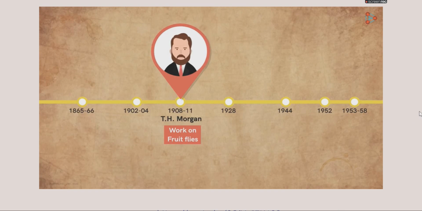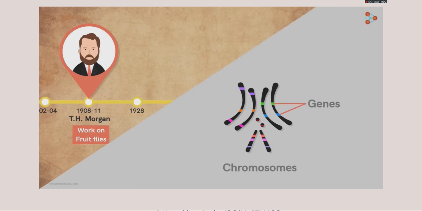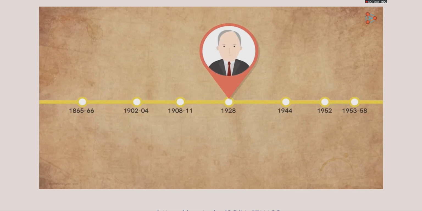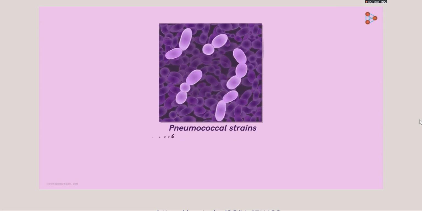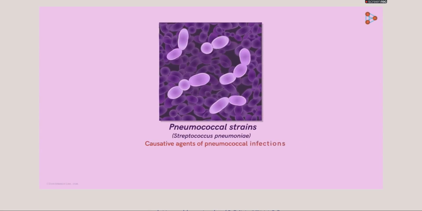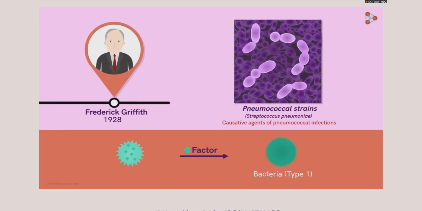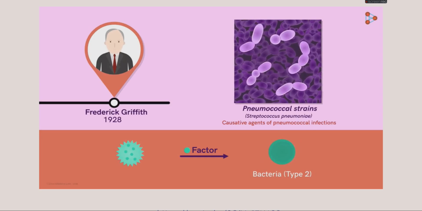After Morgan gave experimental evidence of the fact that genes for the traits are present on the chromosomes, the scientific world then got together to find out what exactly makes up these genes and chromosomes. In other words, the chemical nature of this genetic material is what everyone was curious to know about. In the same era, a British bacteriologist was busy handling his pneumococcal strains. They are nothing but the bacteria named Streptococcus pneumoniae, which are the causative agents of pneumococcal infections. Frederick Griffith found out that there is some factor that helps transform one bacterial type into the other. Let's have a look at this remarkable experiment.